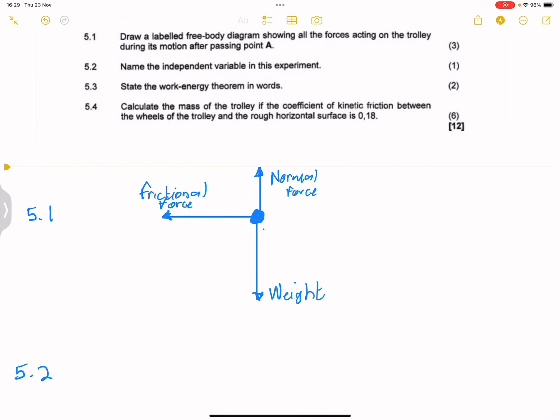Okay, so name the independent variable in this experiment. Well, what's the independent variable? What do we keep changing? It's the initial kinetic energy, right? So that would be the initial kinetic energy.